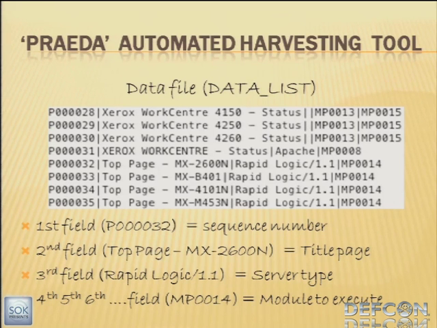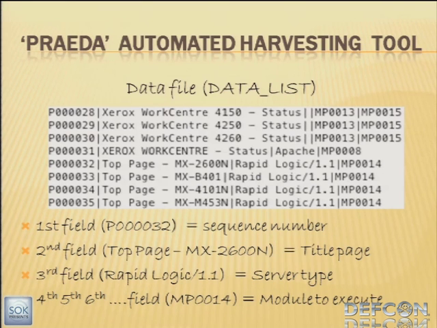The third field looks at the server type, and that works probably about 85% of the time on fingerprinting in specific models or model series. And then fields 4, 5, 6, and continuing out there, the actual modules that are used to launch the attacks with.